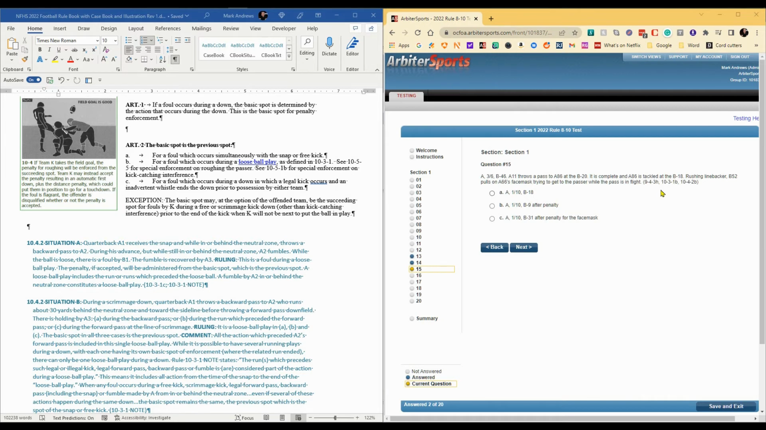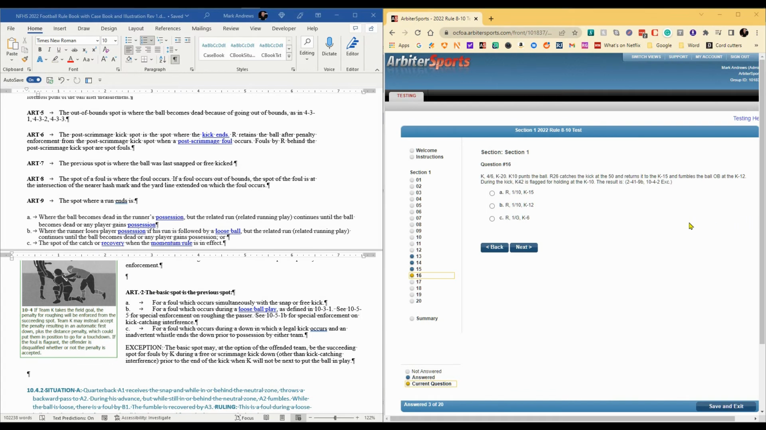1031B, which describes a loose ball play. And 1042B, which says the basis spot is the previous spot for a foul which occurs during a loose ball play, which is what we have here. So, what are our options? We started on the B46. If we accepted the penalty, we would be first down at the B31. We ended up at the B18. So they're going to decline the penalty and just end up at the B18. And the correct answer is A, 1st and 10 at the B18.